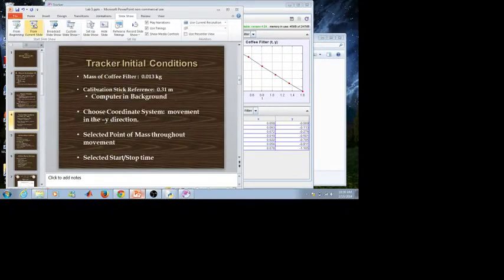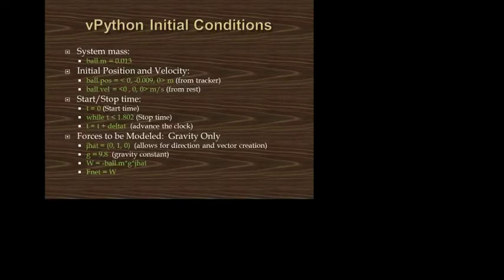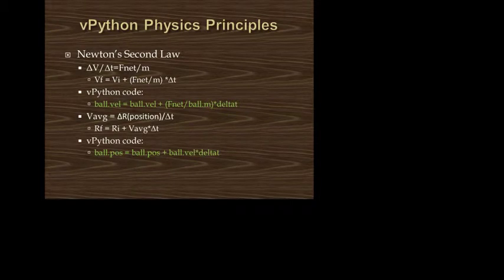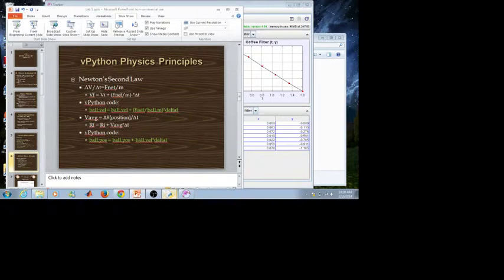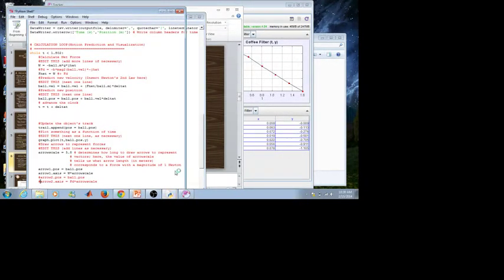I then took these initial conditions from Tracker and I set them into my VPython code, adding my mass and my initial starting position from Tracker. Here you can also see how I modeled gravity, multiplying the mass of the filter times the gravitational constant and setting up a vector in the negative y direction. I also coded my physics principles of Newton's second law, as well as my position update formula. As we watch VPython run, we will see gravity represented in the form of an arrow in the negative y direction. This arrow will be yellow.